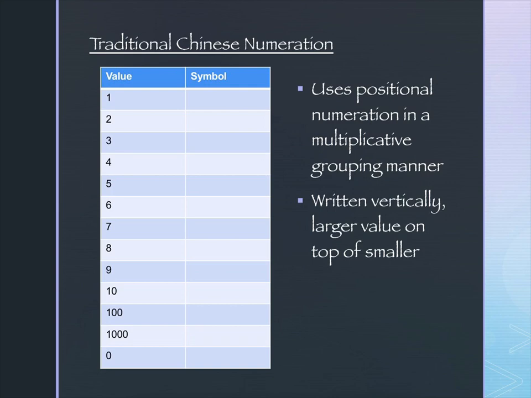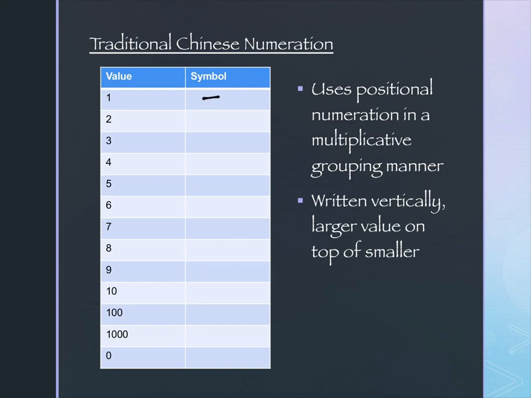Notice the notations on the right-hand side as well that talk a little bit about how they write their system. They use positional numeration in a multiplicative grouping manner. I'll talk about what that means, but just jot it down. And they write things vertically with the larger value on top of smaller values. So their numbers are written vertically, not horizontally. And we're going to talk through what each of these symbols looks like.